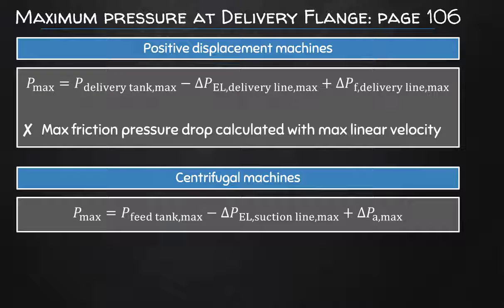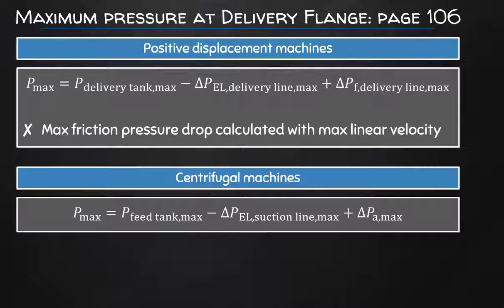Now for positive displacement pumps, the top equation is generally going to be used, where the maximum linear velocity is applied. This is the expected linear velocity that you would typically achieve in the process. For centrifugal pumps, the bottom equation is going to be used instead.